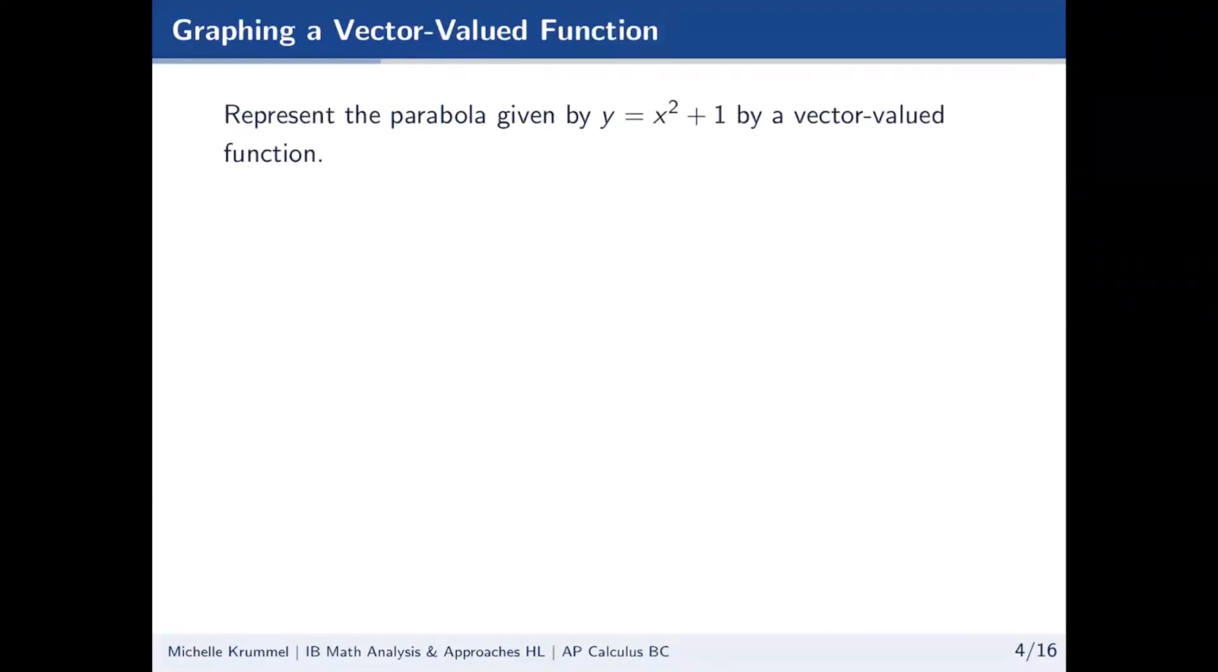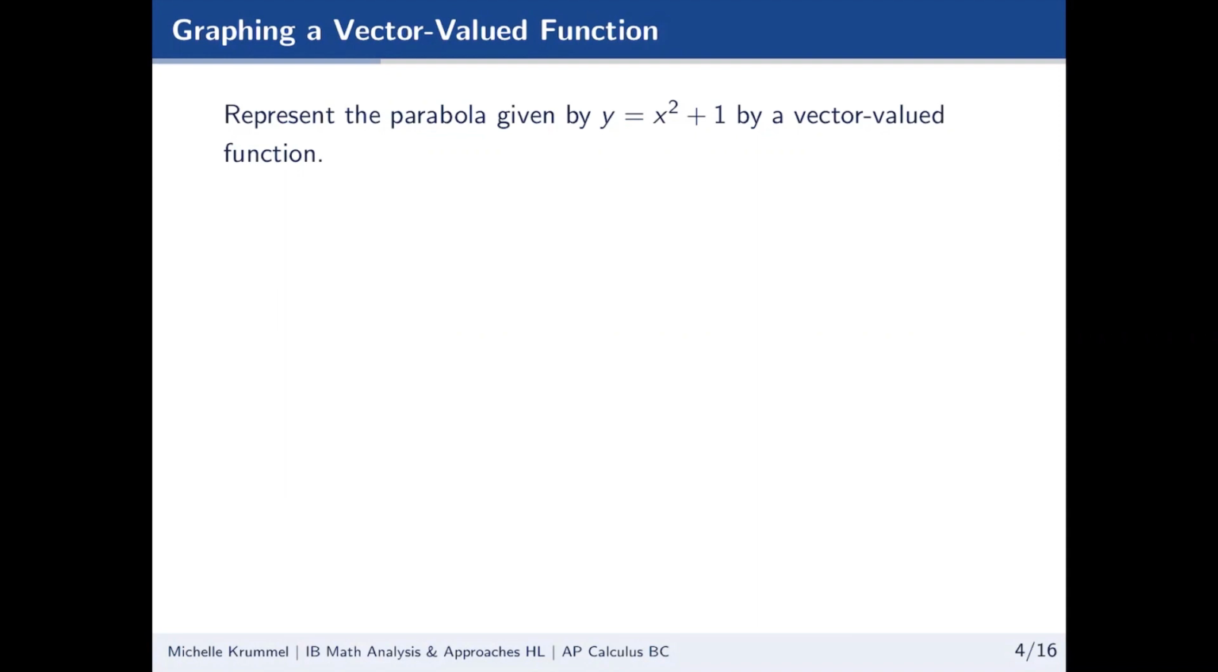In this problem, we are given the equation of a parabola, y equals x squared plus 1. This is an equation in rectangular form, and we're asked to rewrite this equation as a vector-valued function. So I want you to pause here for a moment and think about what we need in order to write this as a vector-valued function.